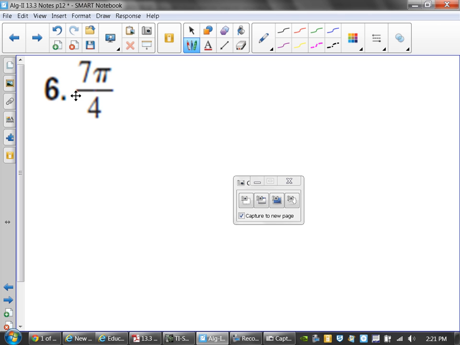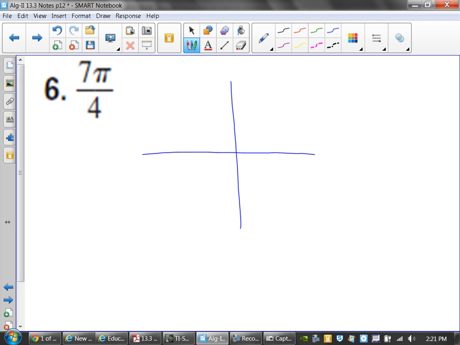I want to find the reference angle. I'm going to draw the angle and find its reference. Now, if I'm at 7 pi over 4, 4 goes into 7 how many times? How many are left over? Okay. So when I go to draw this out, I know that this is 1 pi, 1.5 pi, 1 3/4 pi. Everybody okay with that?